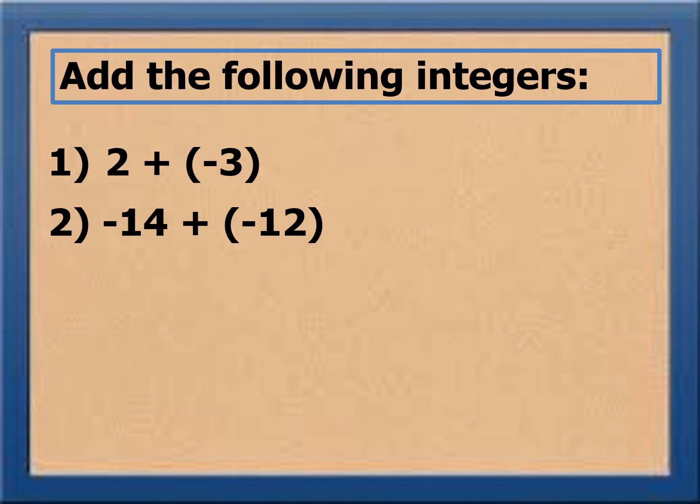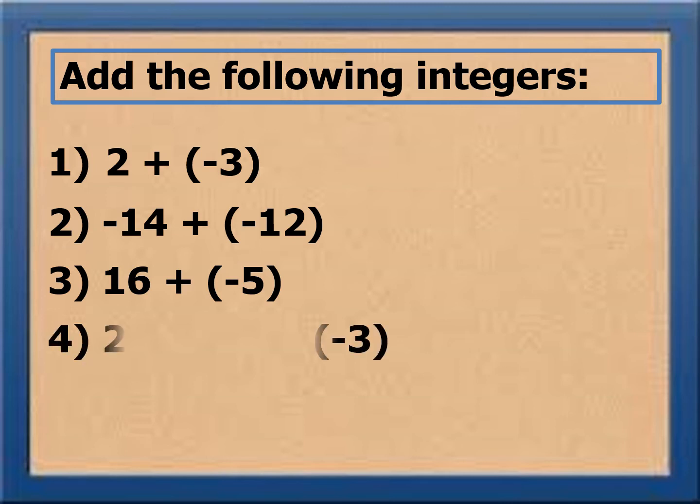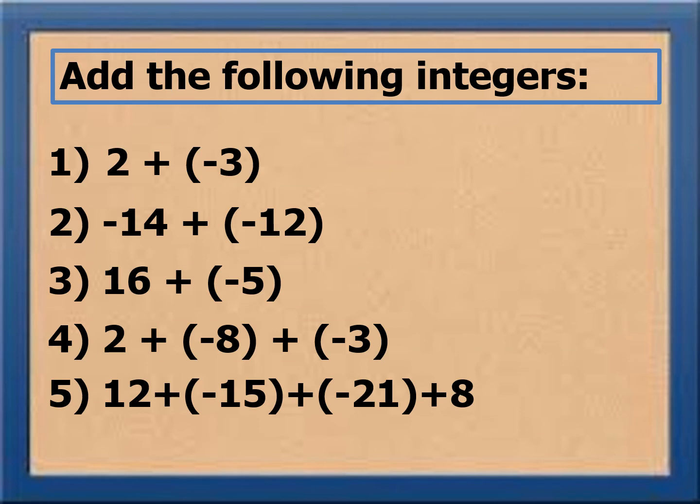So we have two negative numbers. Next, for number 3, we have different signed numbers, 16 plus negative 5. For number 4, we have two negative numbers and one positive number. Then for number 5, we have four numbers. We have two positive and two negative numbers. So let's have the first one.